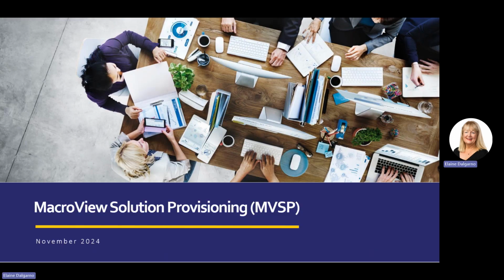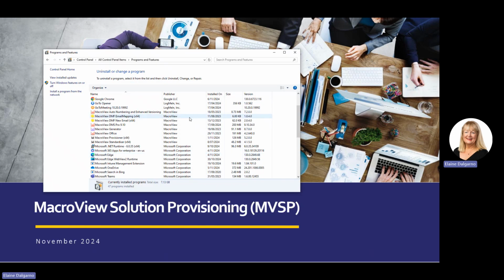When you have downloaded it and are about to install it, make sure that all the Microsoft Office applications are closed. That's Outlook, Word, Excel, etc. And also, if you are licensed for MacroView DMS Professional, make sure that you've got the DMS Explorer closed as well. When it is installed, check your programs and features in the control panel, and you will see it listed here, the current version being 5.2.